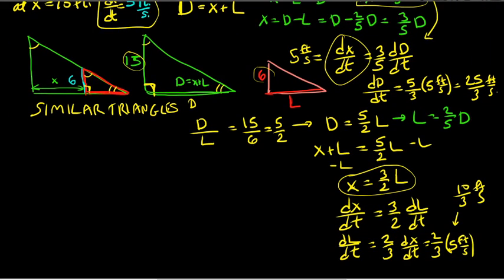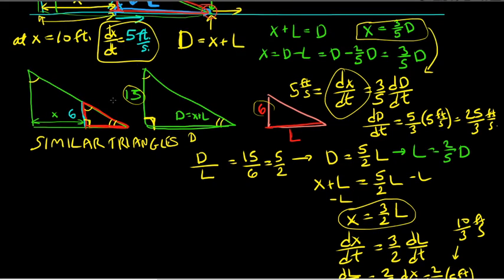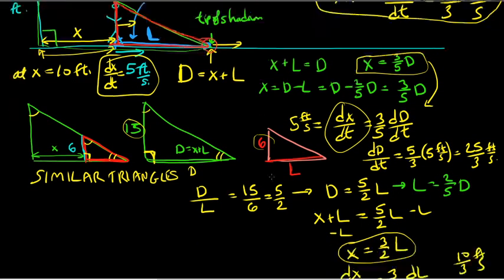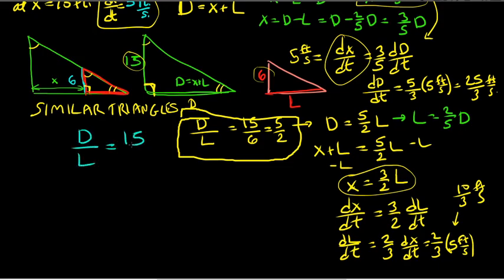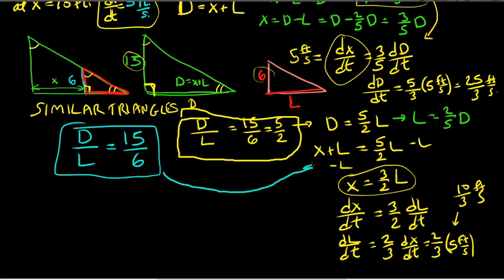Got all that? Yep. So we didn't have to know anything about the angle. We didn't have to know anything about the hypotenuse. We just had to get, the key here is this relationship between D and L, right? It's the fact that when you have similar triangles, the ratios are proportional. So without this, we weren't going to get anywhere, right? This is what we needed to be able to get all these relationships between L, D, and X.